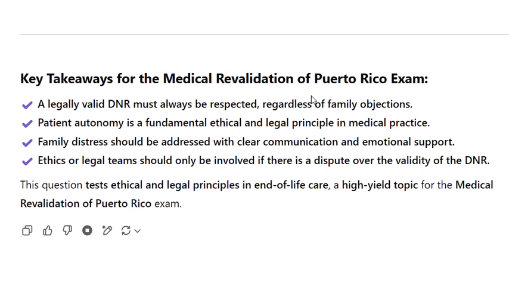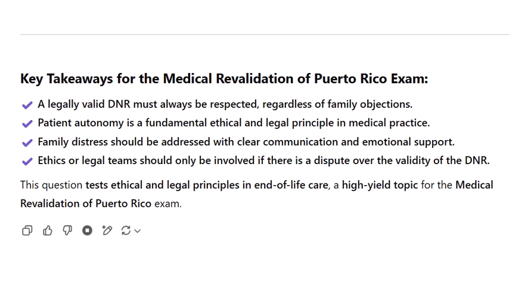Key takeaways for the Medical Revalidation of Puerto Rico exam. A legally valid DNR must always be respected, regardless of family objections. Patient autonomy is a fundamental ethical and legal principle in medical practice. Family distress should be addressed with clear communication and emotional support. Ethics or legal teams should only be involved if there is a dispute over the validity of the DNR.